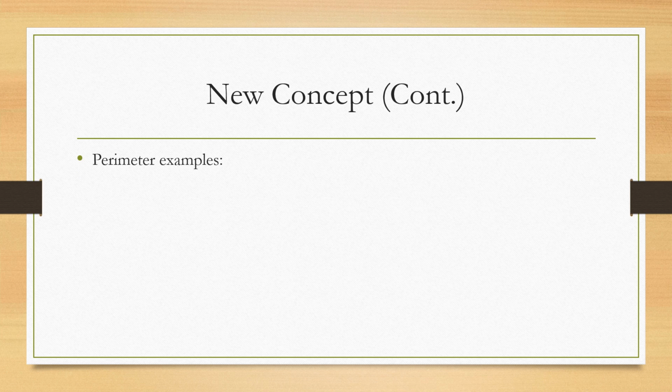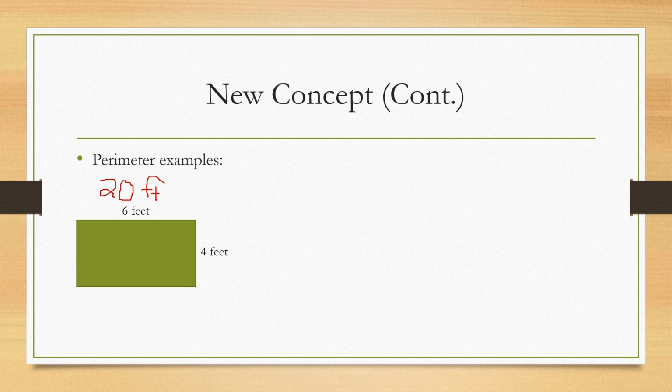Let's do some examples of perimeter. So first I have a rectangle here, and I'm given that the length is 6 feet and the width is 4 feet. So if I were going to do this perimeter, I would add 6 plus 6, which is 12. 4 plus 4 is 8, and then I add those two together. 12 plus 8 is 20. So the perimeter of this would be 20 feet.